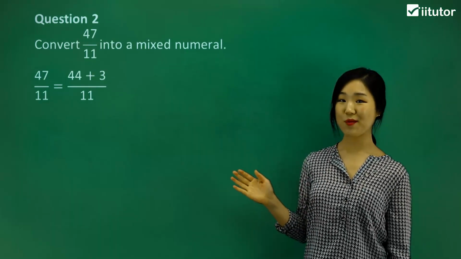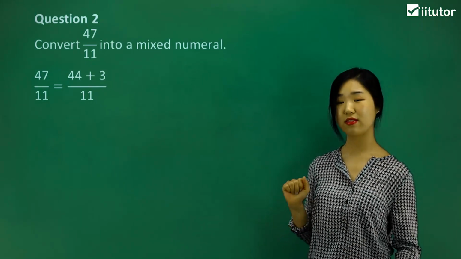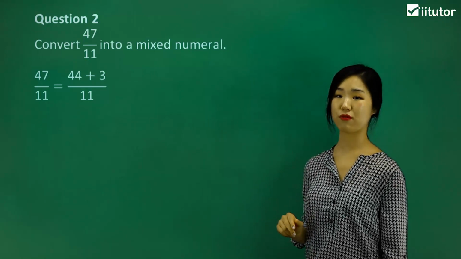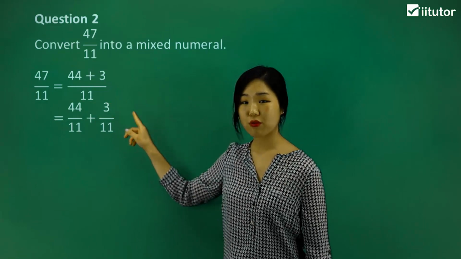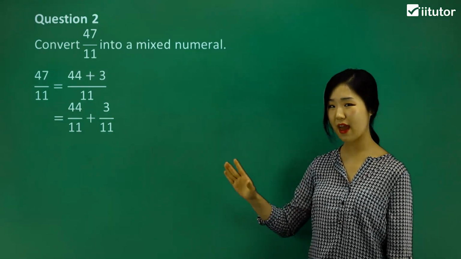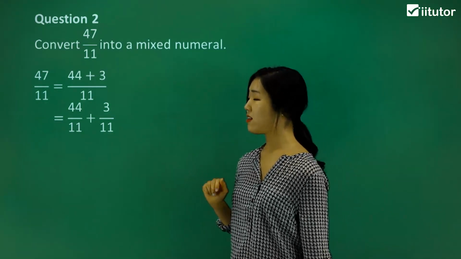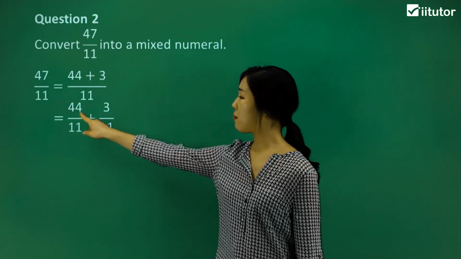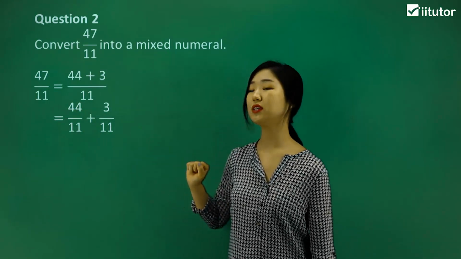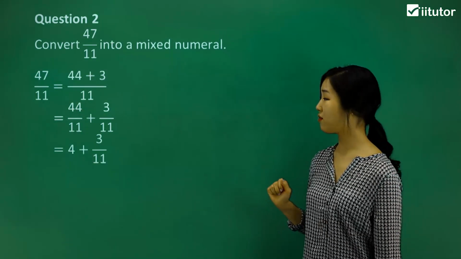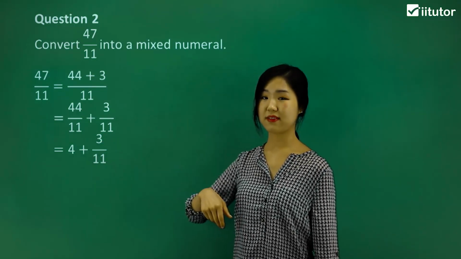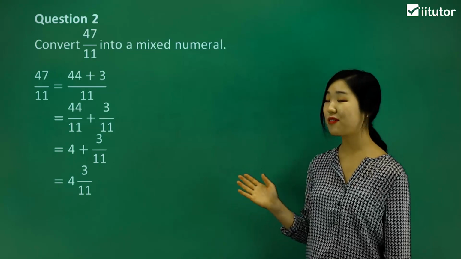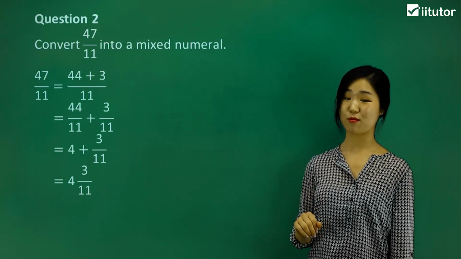Now that we've done that, we have to separate the fraction into 2 separate fractions, like this. So 44 on 11 plus 3 on 11. Okay, make sure they have the same denominators. And then by doing that, we can simplify. 44 divided by 11, we know that it's 4. So we have 4 plus 3 on 11. Get rid of the plus sign and just stick it together: 4, 3 on 11, that's the mixed numeral form.